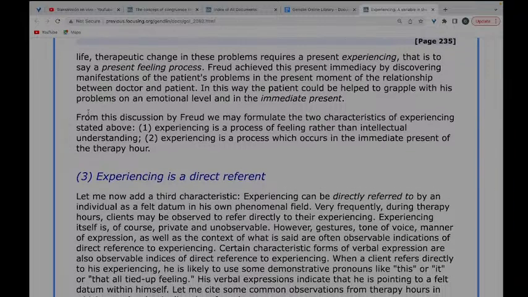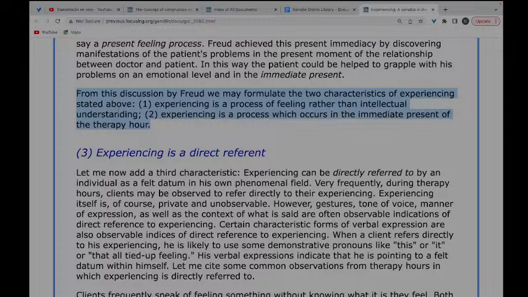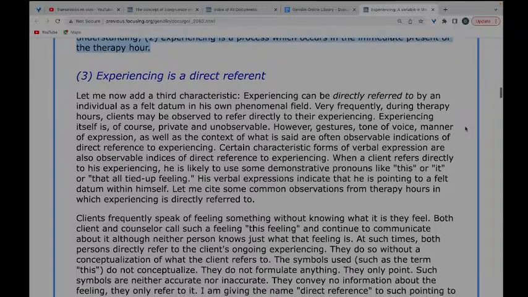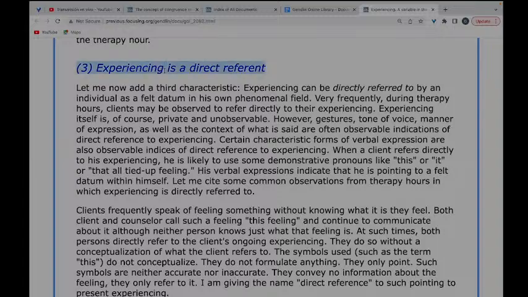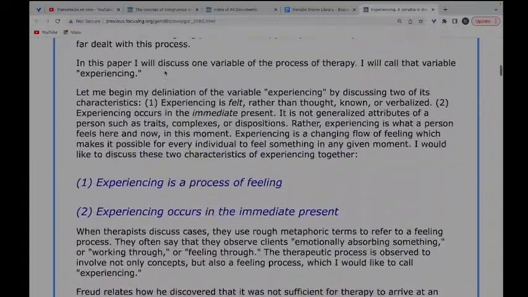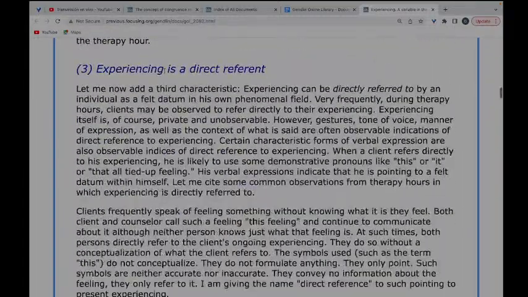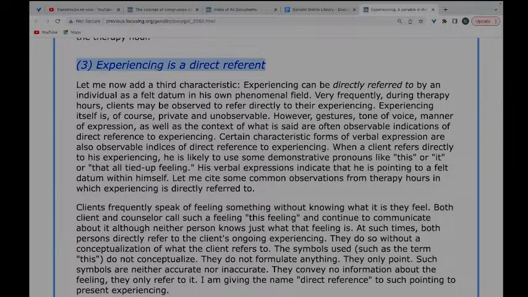Okay, from this discussion by Freud, we may formulate the 2 characteristics of experiencing stated above. 1, experiencing is a process of feeling rather than intellectual understanding. And 2, experiencing is a process which occurs in the immediate present of the therapy hour. Okay, so part 3, or section 3 or whatever. Experiencing is a direct referent.